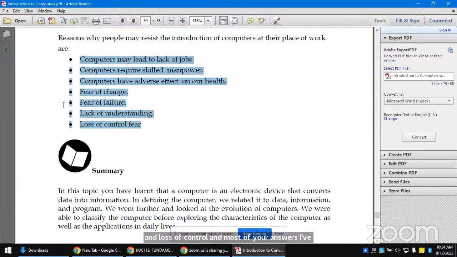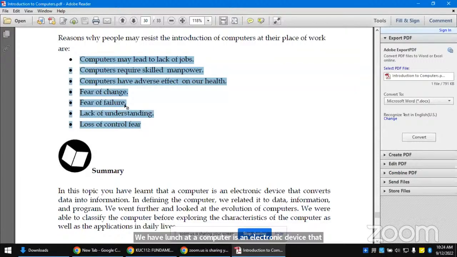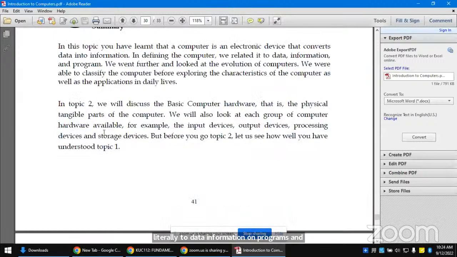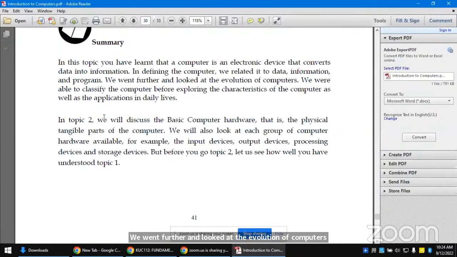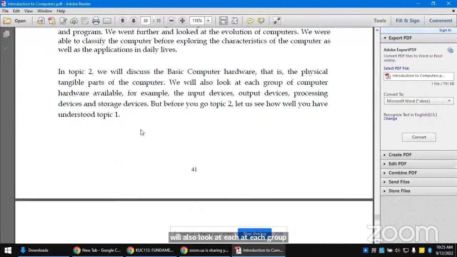In this topic, we have learned that a computer is an electronic device that converts data into information. In defining the computer, we related it to data, information, and programs. We went further and looked at the evolution of computers. We were also able to classify computers before exploring the characteristics of computers as well as the application in daily lives. Next time, in topic 2, we'll discuss the basic computer hardware, that is the physical, tangible parts of the computer. We will also look at each group of computer hardware available, for example the input devices, output devices, processing devices, and storage devices.